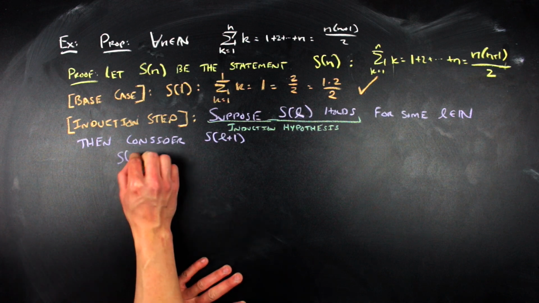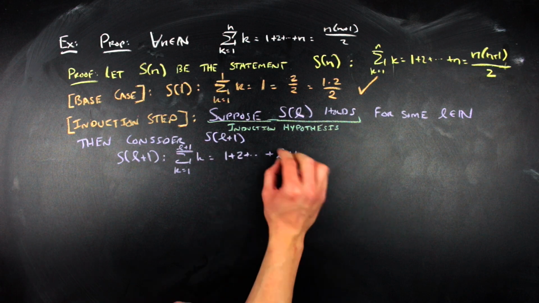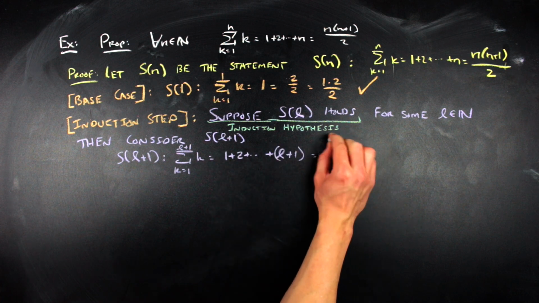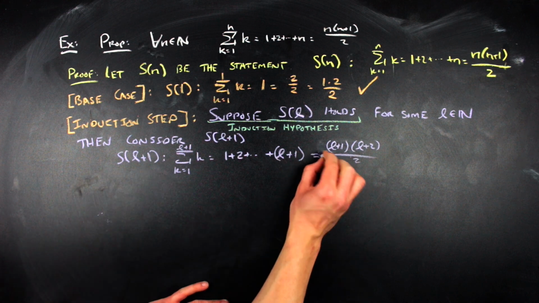and we go ahead and write out that sum, S of L plus 1 gives us the sum of 1 plus 2 plus 3 plus all the way up to L plus 1 is equal to L plus 1 times L plus 2 over 2. And so that's the equality we need to show.